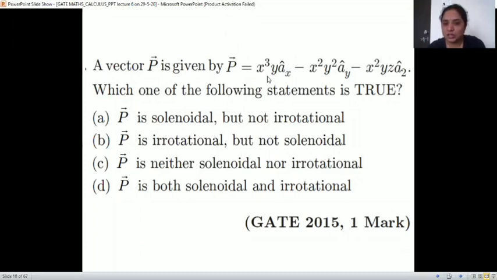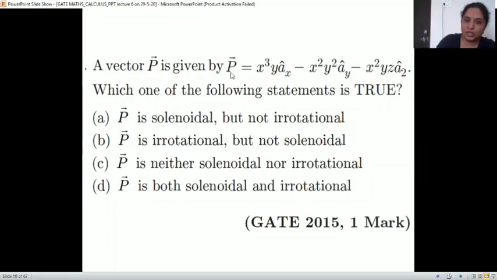And when is it irrotational? When del cross p bar is 0, that is curl. First thing is del dot p bar, that is divergence. If divergence is 0, it is called solenoidal, and if curl is 0, it is called irrotational. So can you go for options now? You have to check del dot p bar and you have to check del cross p bar. If both things are 0, then it is solenoidal as well as irrotational. But if any one is not, then we can check the answers.